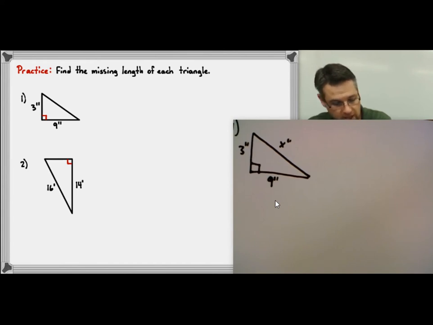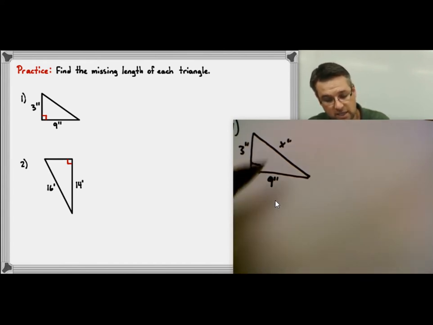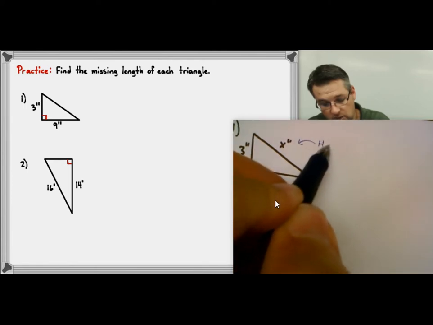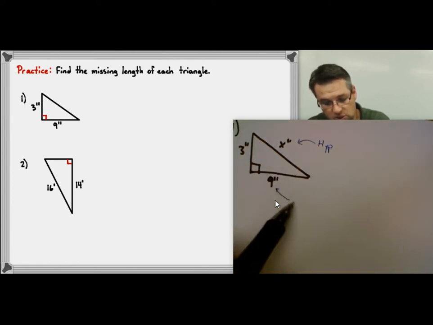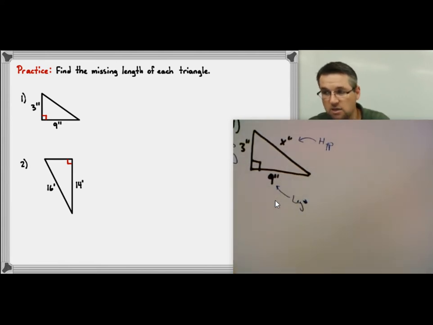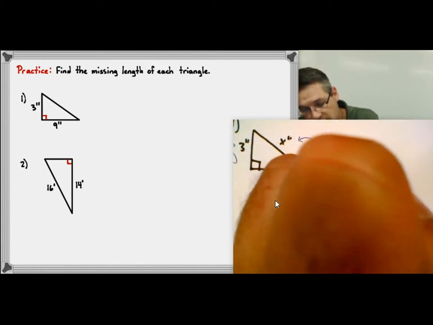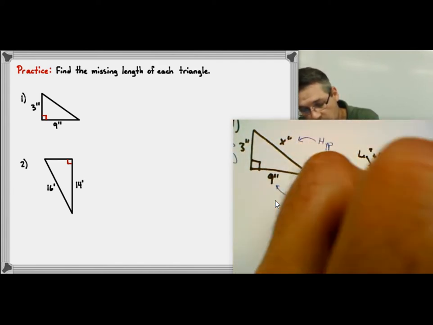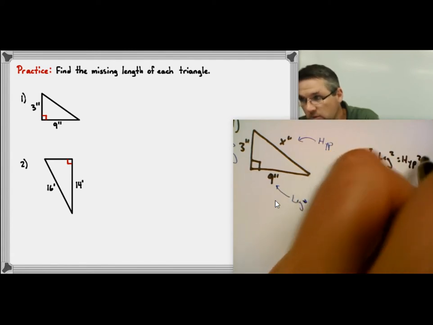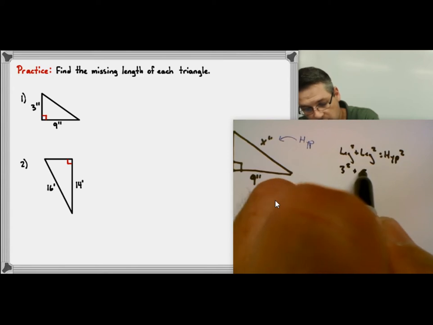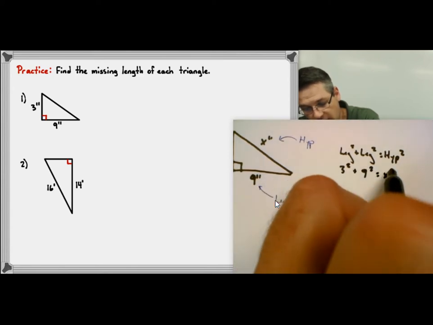Now, the first thing we have to do is identify our two legs and our hypotenuse. Obviously, the longest side is our hypotenuse, so this is our hypotenuse, which makes these two our legs. Okay, that's a leg and that's a leg. And so remember, the Pythagorean theorem says leg squared plus leg squared equals hypotenuse squared. Okay, so in this case, we get 3 squared plus 9 squared equals x squared.